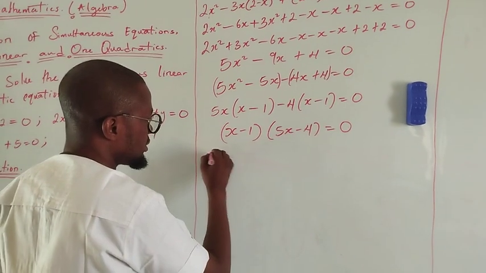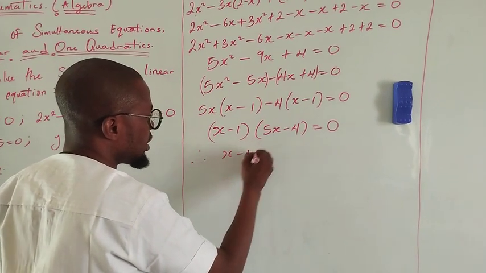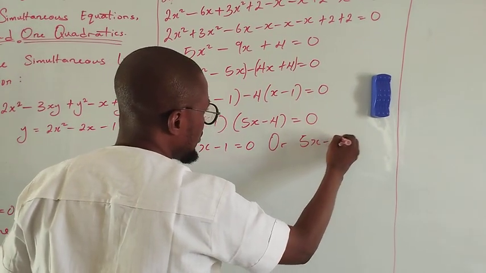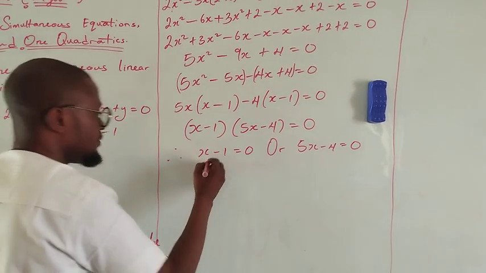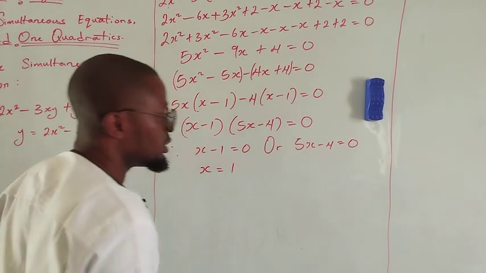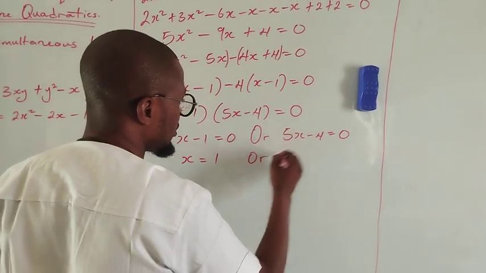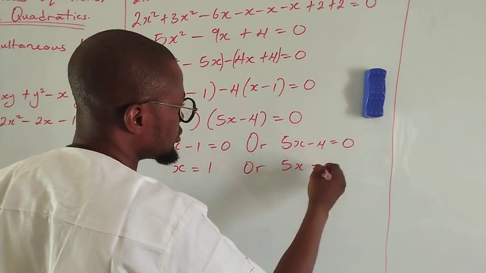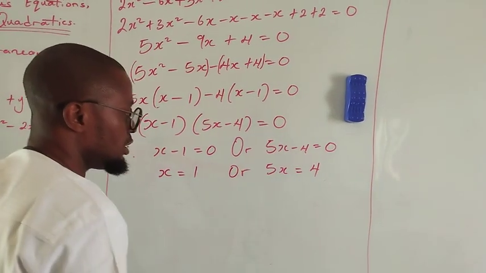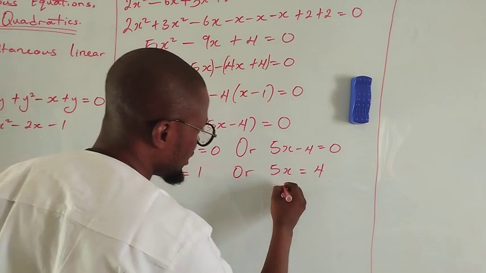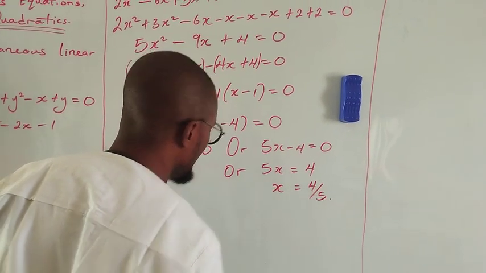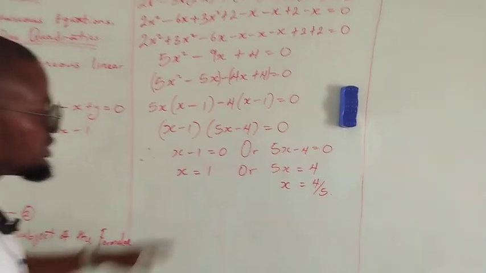Therefore, we can say that x minus 1 is equal to 0, or 5x minus 4 is equal to 0. Then from here, we can say that x is equal to 1 if you take 1 to the other side. Or we can continue and say 5x is going to be equal to 4 if you also take 4 to the other side of the equal to sign. Therefore, we have x equal to 4 divided by 5. So we have two values of x. Now we've gotten the value of x.